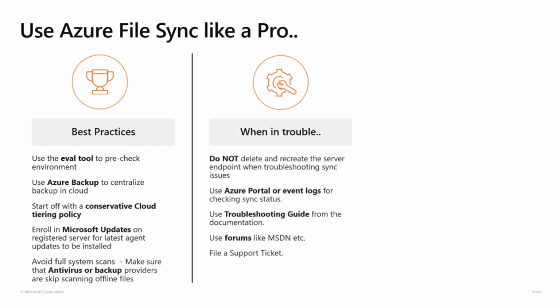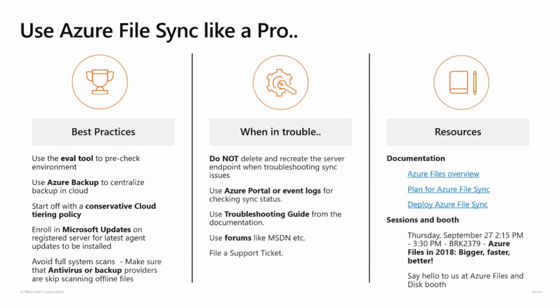Now let's see, what are some of the things that you guys can take back so that you're using the right set of things. The first thing is we have an eval tool that will scan your environment, your file system, so that you know the kind of files, whether there are any special characters or whether the path length is long. You will know whether your system is compatible with Azure File Sync or not, and it will give you an eval report where it will tell you what things are compatible and what is not.